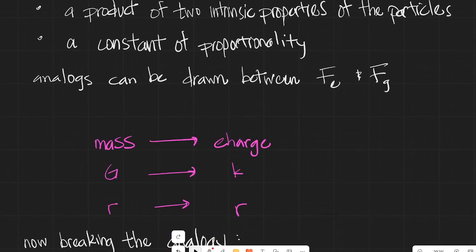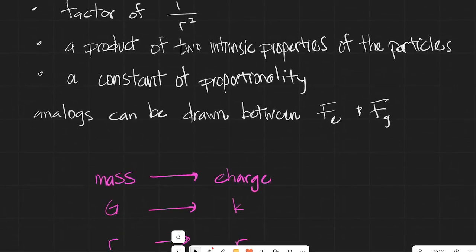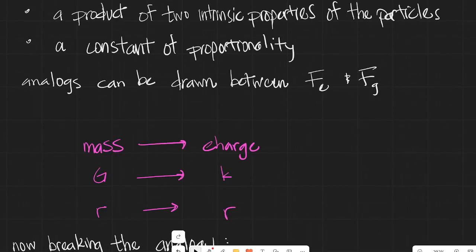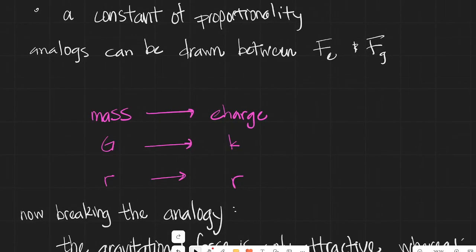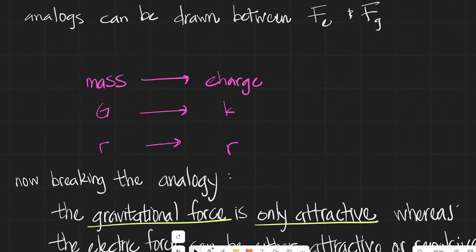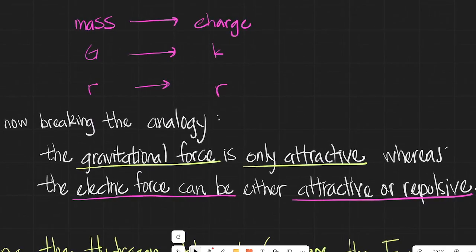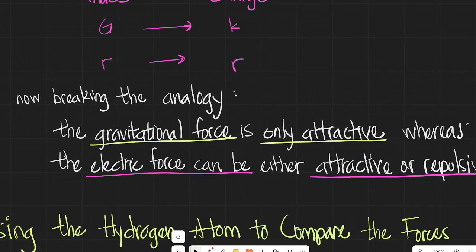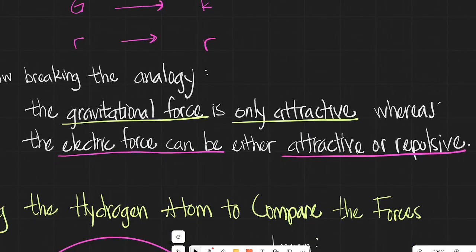Now, these analogs can be drawn. It's sort of a duality between the electrostatic and gravitational realms. Mass is analogous to charge. The constant G is analogous to the constant k, and then r is analogous to r. However, this isn't totally symmetrical because the gravitational force is only attractive. However, the electric force can be either attractive or repulsive depending on the relationship between the signs of the two particles involved in this force interaction.